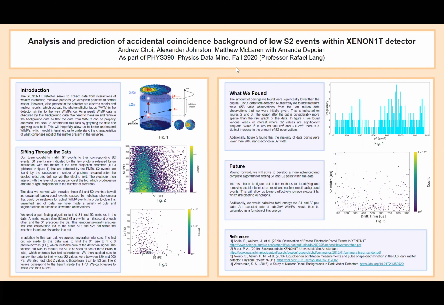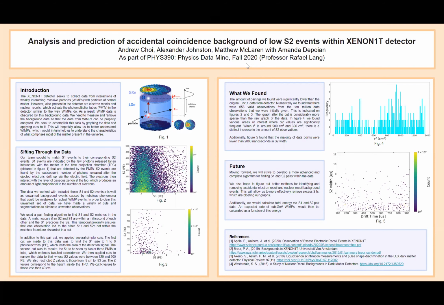So I'll introduce our project. The goal of the XENON1T detector is to observe how weakly interacting massive particles, a potential dark matter candidate, interact with normal matter. Unfortunately, electron recoil and nuclear recoil events present in the detector can stimulate the photomultiplier tubes in a way that can be mistaken for data from WIMP interactions. So we aim to distinguish these background events and remove them from the data so that the WIMP interactions can be better analyzed. And this will hopefully allow us to gain better insight into the nature of the matter that comprises most of our universe.